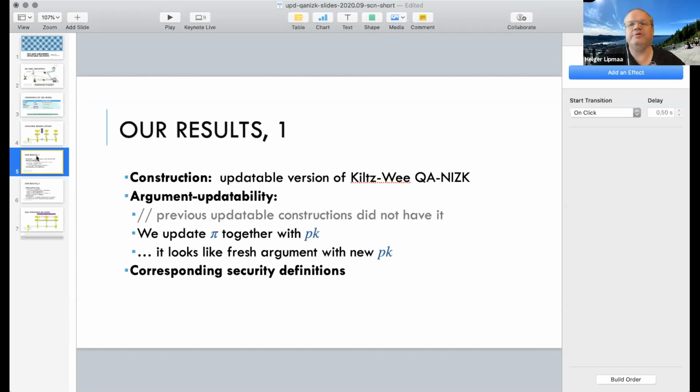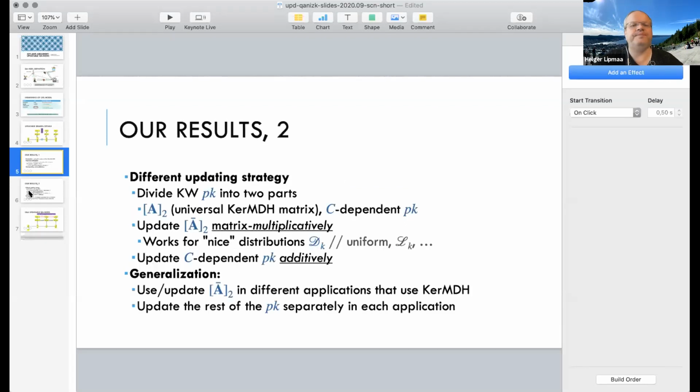So no other previous scheme had this property, and it's very interesting to see what the applications of this are going to be. We also, obviously, propose corresponding security definitions. What does it mean to be a securely key and argument updatable CONISC, etc.